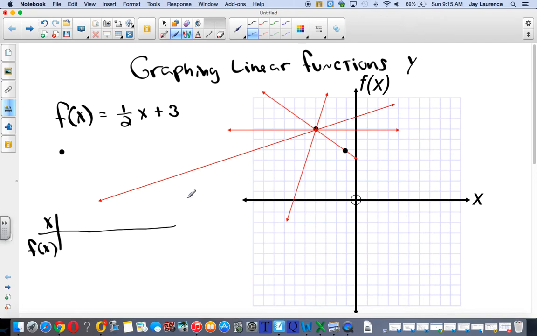Now I'm not going to go 1, 2, 3, 4, 5. I'm going to pick 3 x values, okay? And since the coefficient is 1/2, I'm going to limit myself to even numbers. I love to pick 0 for x because it makes the math so simple. I'm going to pick 2 and I'm going to pick 4, okay? Because it's easy to do.